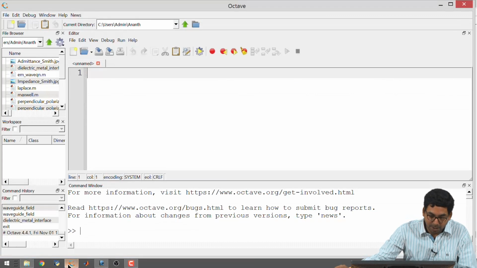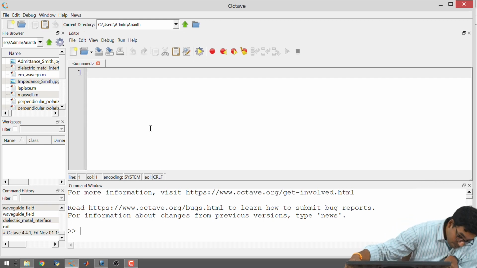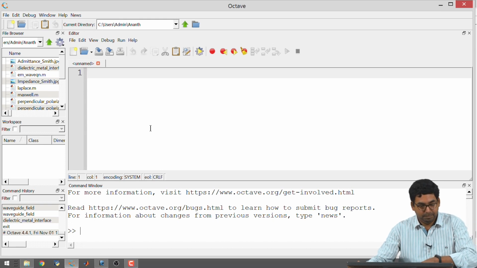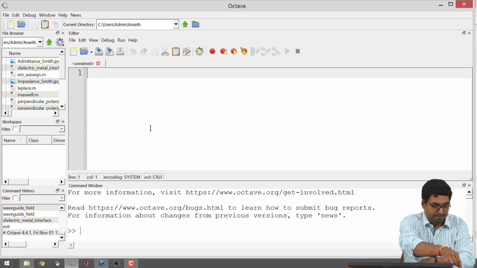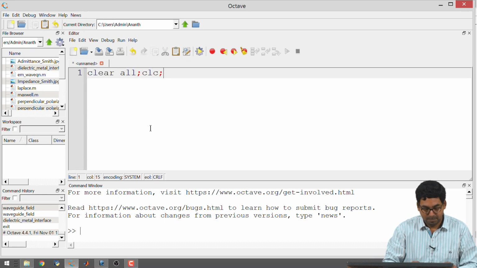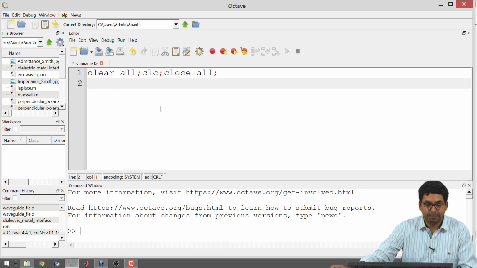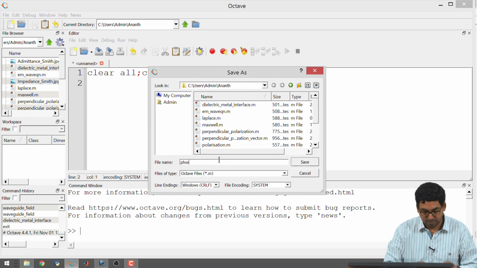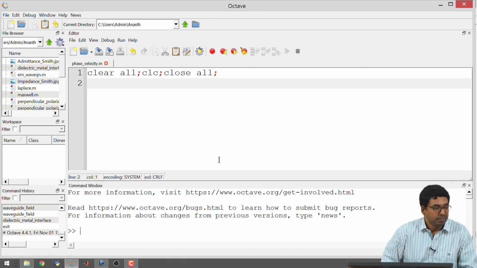So, I am going to fire Octave. And I am going to start with definitions of the terms that I want in that expression.